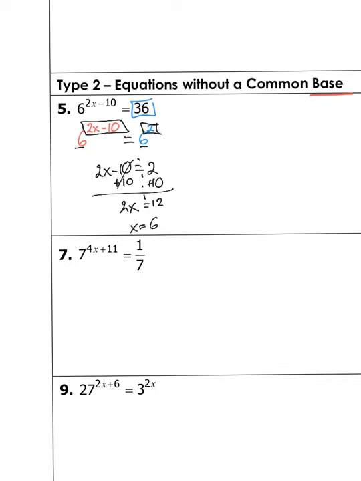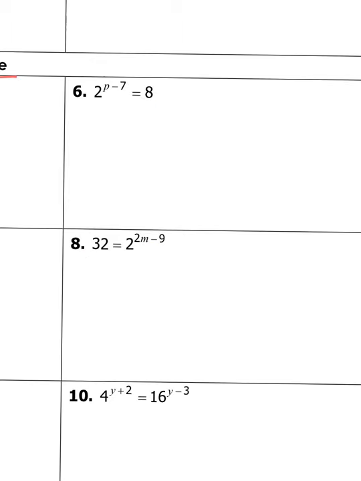Okay, now we always want to check our answer. So let's just put 6 in for x. I get 2 times 6 minus 10 equals 36. That gives me 6 to the power of 12 minus 10, which is 6 squared, equals 36. Okay, it's going to be right, just to finish the problem. So we're good. This is my answer.